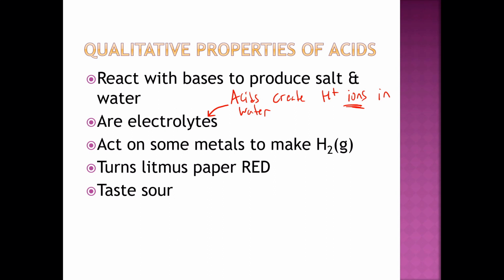Acids will act on some metals to create hydrogen gas. Common metals that they will do this with are zinc, calcium, sodium, and magnesium. Acids will react with them to create hydrogen gas. Litmus paper will turn red for acids. An easy way to remember this is that red has a D in it, and so does acid. So acids turn litmus red.